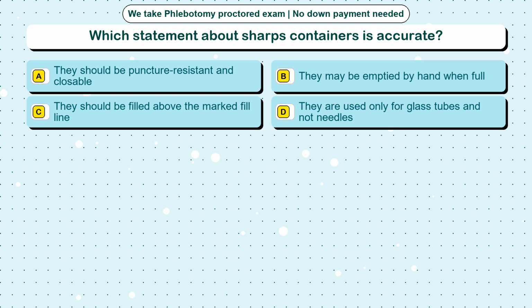Question 13. Which statement about sharps containers is accurate? Option A. They should be puncture resistant and closable. Option B. They may be emptied by hand when full. Option C. They should be filled above the marked fill line. Option D. They are used only for glass tubes and not needles.